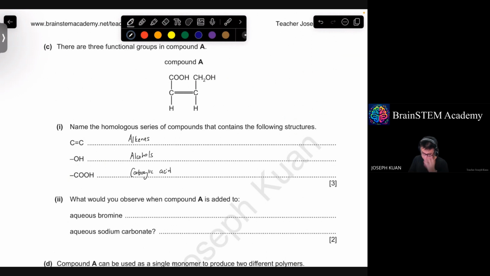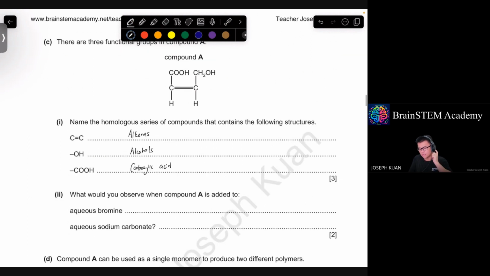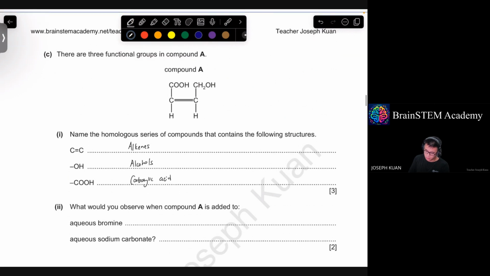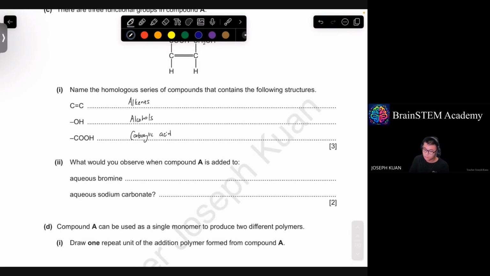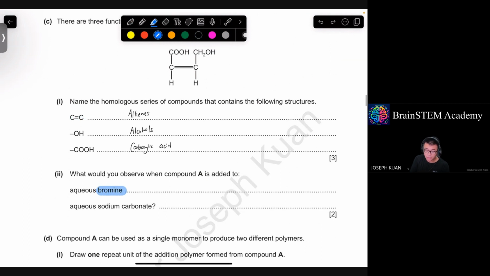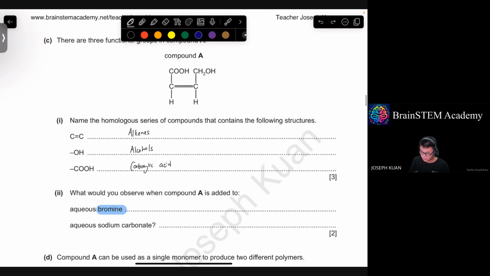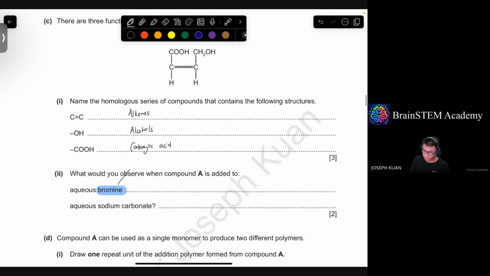Right, next question. What would you observe when compound A is added to aqueous bromine? So aqueous bromine reacts with unsaturated hydrocarbon, which is alkenes. So you will see that bromine, because it reacts with the alkene, will turn from brown to colorless.